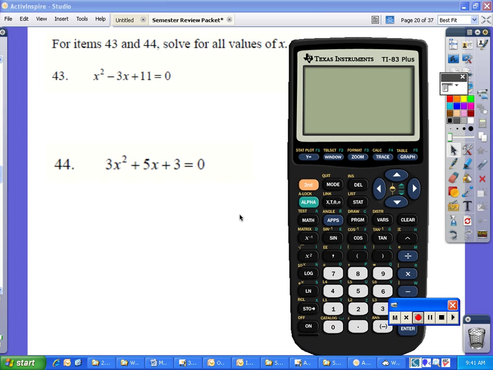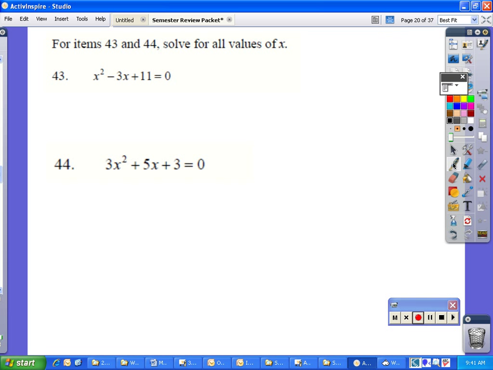Okay, so number 43, we are looking to solve for all the values of x. All the values of x are basically where the graph intersects the x-axis. There are several ways of finding that. You can factor, you can graph it, or you can use the quadratic equation. You can even do completing the square. Of all of those methods, you can test and see if you can factor it first.